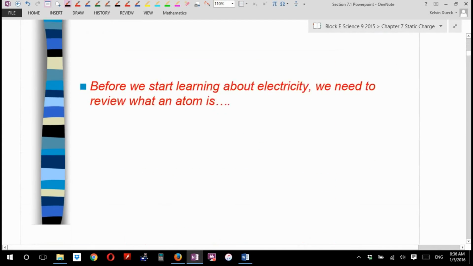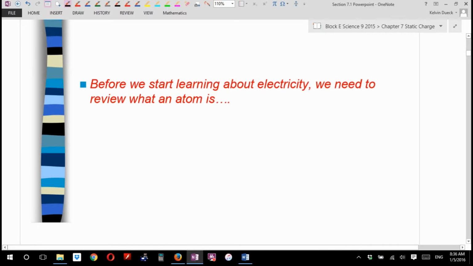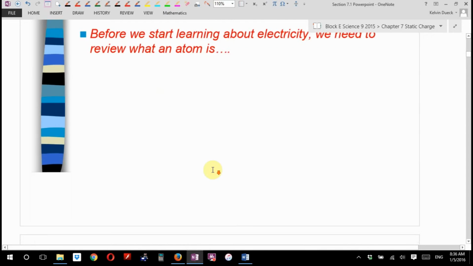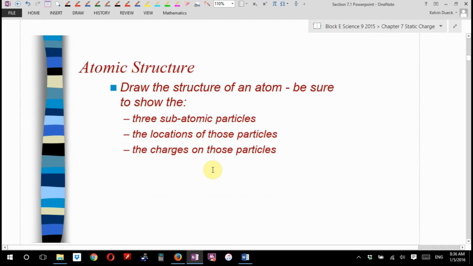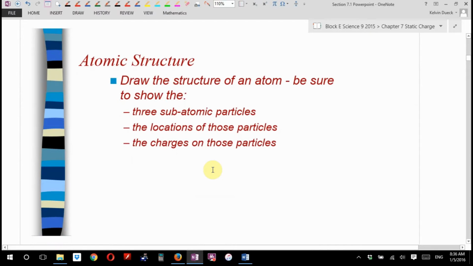So, before we start learning about electricity, we should review what an atom is, because you guys had a Christmas break. So I wrote down here, draw the structure of an atom and be sure to show the 3 subatomic particles, the locations, and their charges. So from memory, you guys have a little box there, yeah? See if you can draw just any old atom. Don't try and make it a specific element. But what I want you to think about is where the 3 subatomic particles are and label them with their charge. Take 30 seconds to do that right now.